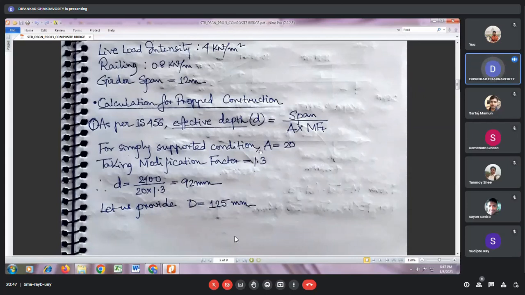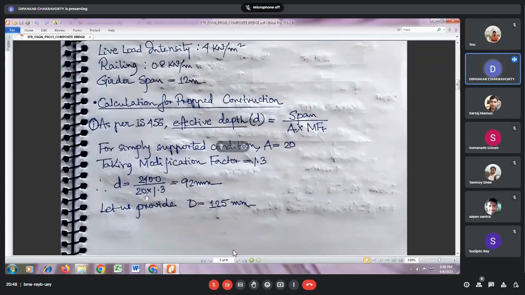Now, the modification factor as given in IS 456, you know that it depends on the percentage reinforcement, and it comes to the tune of 1.2 to 1.45, like that. So we have taken that as 1.3. You know that, no? Modification factor comes in this range.